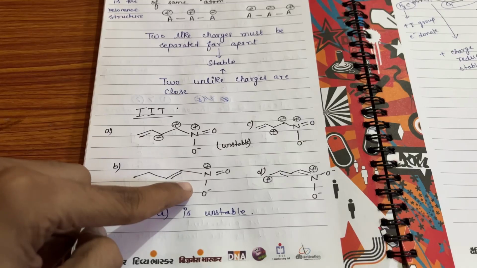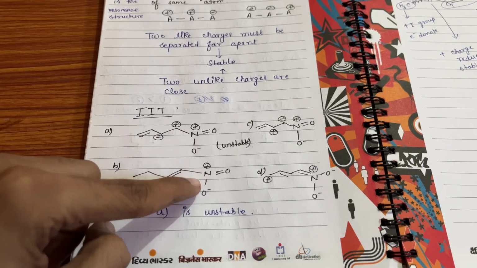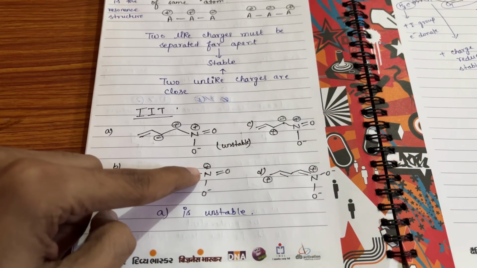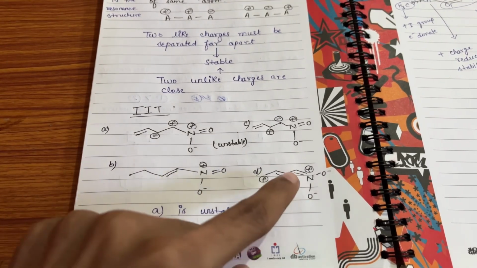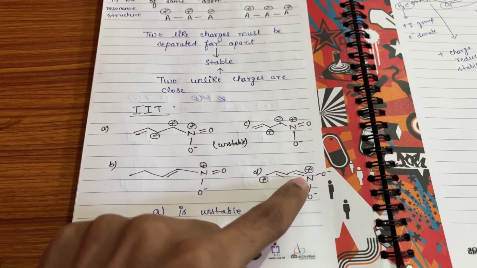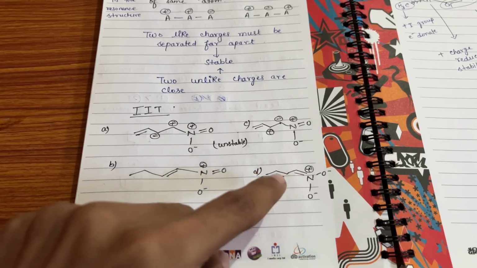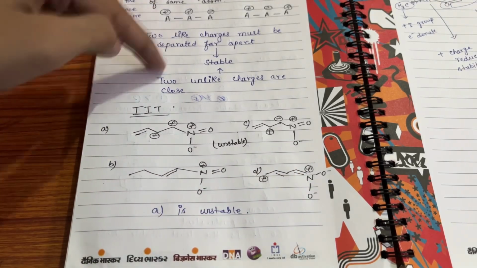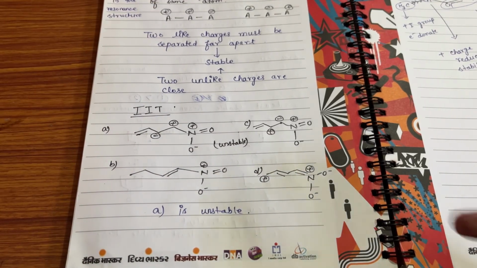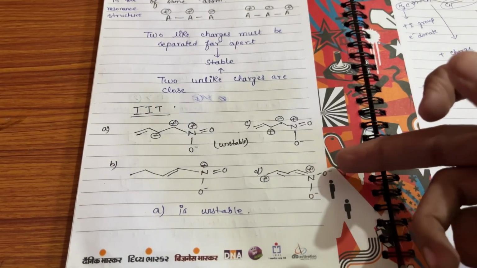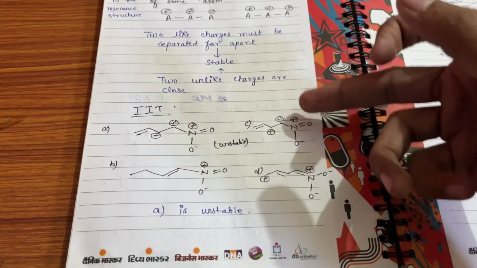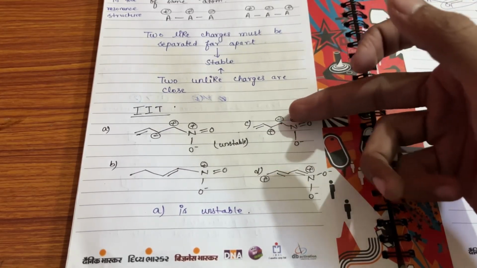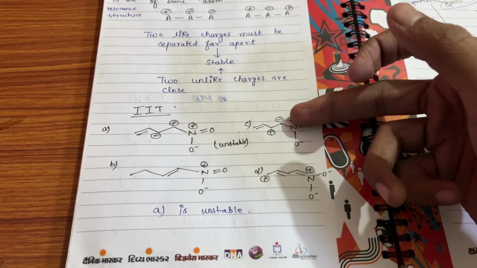And in this case, you can see that nitrogen is less electronegative than oxygen, it carries a positive charge, it is stable. Also in this case, nitrogen is less electronegative than oxygen, it carries a positive charge. And by this rule, you can also see that it has unlike charges. It is negative and it is positive. So whenever unlike charges are close to each other or next to each other, they are more stable than like charges.